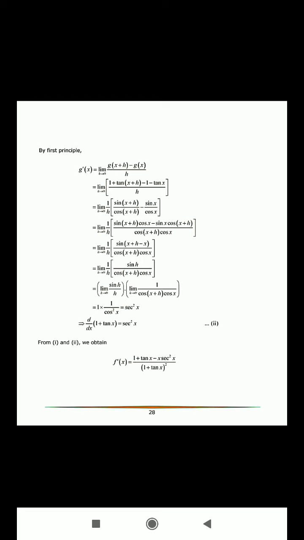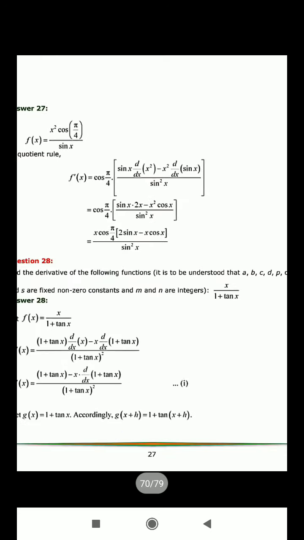Okay, d over dx of 1 plus tan x is actually sec square x. You need not follow these steps, it is done by the first principle. After this, you will simply write the differentiation of 1 plus tan x: differentiation of 1 is 0 and tan x is sec square x. So you just replace this by sec square x. That's all. Your question is over.